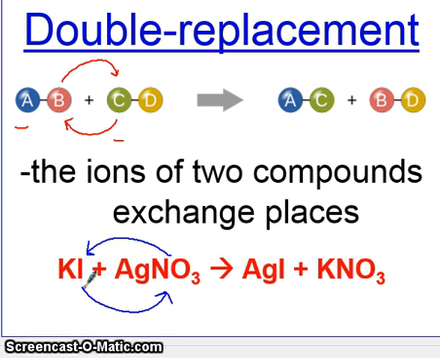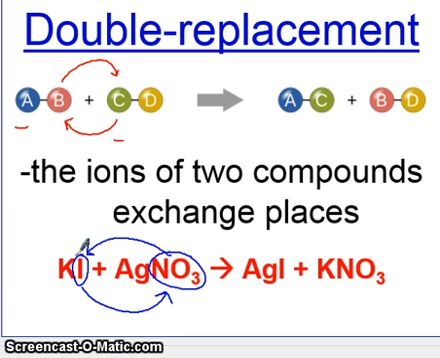Now Ag is with I, and K is with NO3. So here Ag was with NO3, now Ag is with I. So these two actually swap places, and usually this will be the case. The last two ions will exchange places.